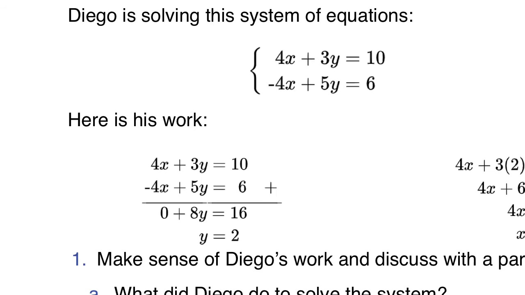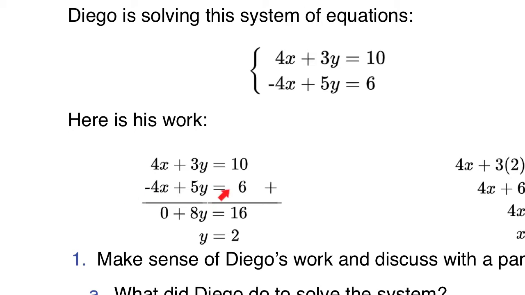To look more closely at Diego's work right here, it looks like he took his first equation and then added it to his second equation. We see this plus sign right here. When he did that, he got rid of his x's and he ended up with 8y equals 16, and he could then solve that to figure out one piece of the puzzle, or he could figure out y.